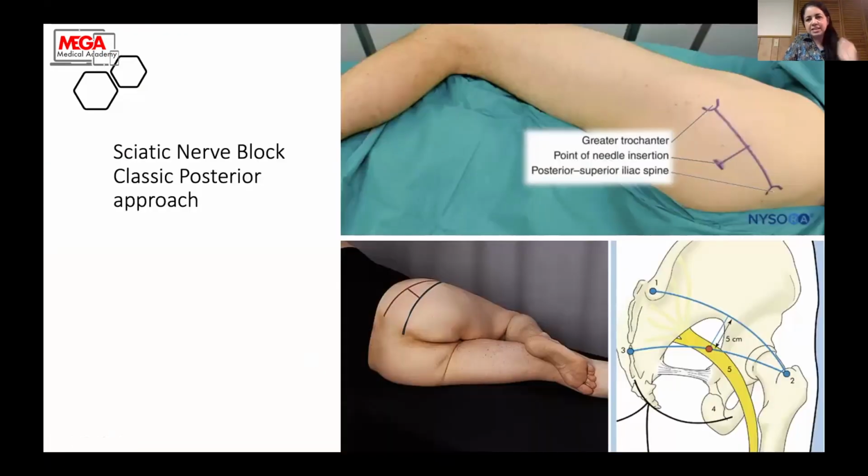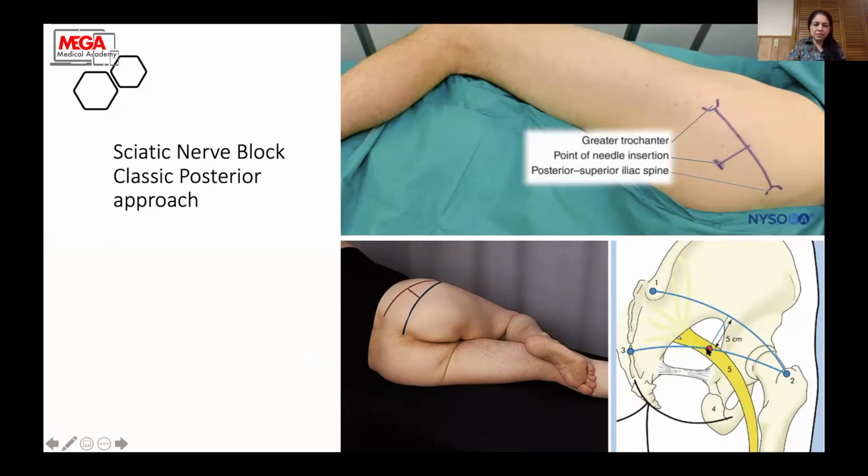So there are many techniques to perform the sciatic nerve block. So this is the old technique, which in the old days we were trained to do. You put the patient on the side. You find two important landmarks, the posterior superior iliac spine and the greater trochanter. And you draw a line, and in the middle of this line, you drop another line 5 centimeters below, and the sciatic should be there.